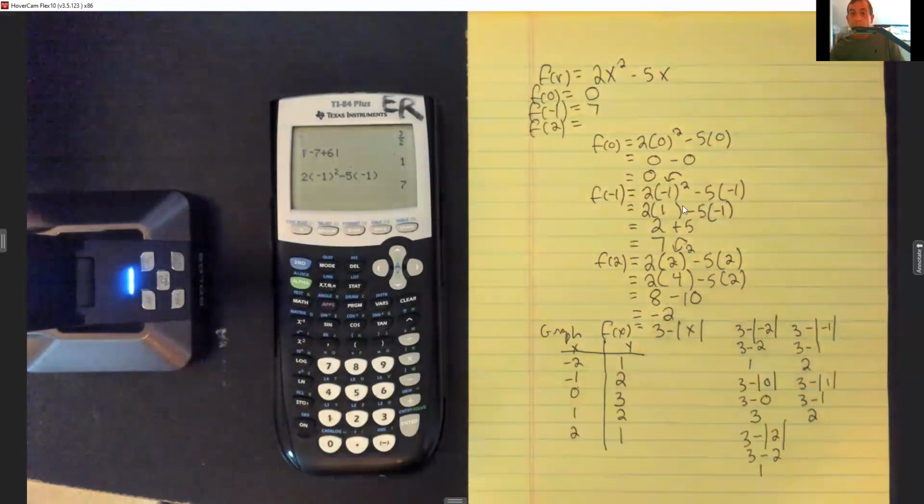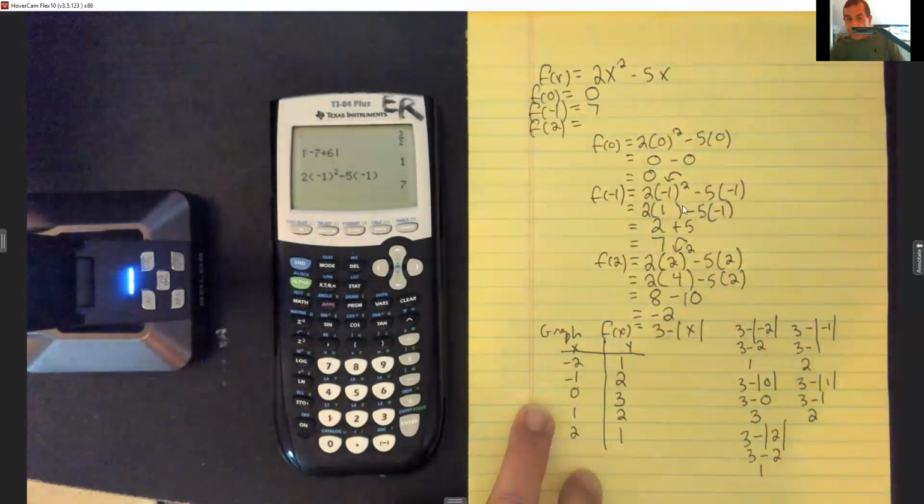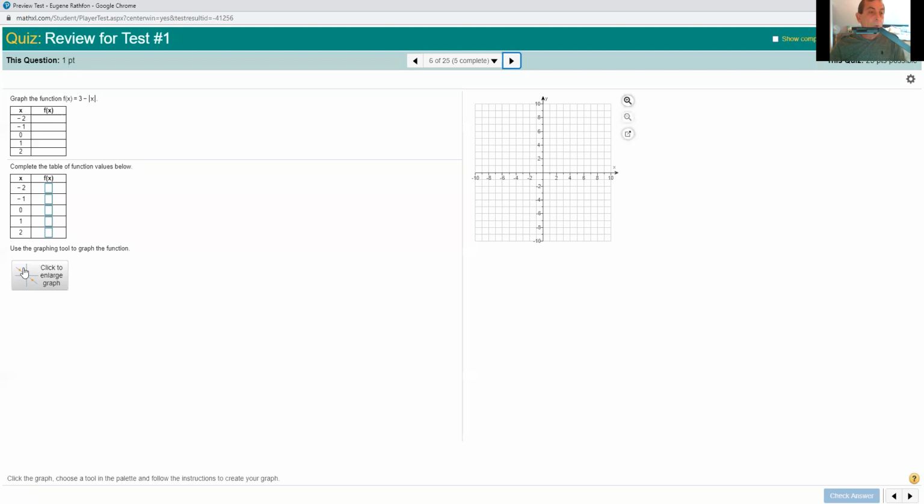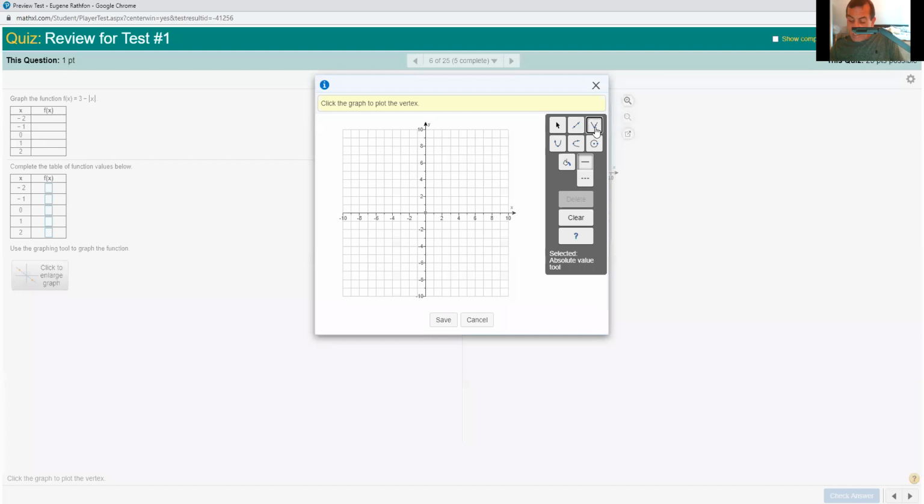So let's go see what they want me to do on the graph. Now remember, since this is an absolute value, I only need 2 points on this, okay? So I'm going to pick my absolute value tool. The first point has to be 0, 3 because that's the vertex. So I go to 0, 3, hit enter. Then I'm going to plot 1, 2. So go to 1 and then up 2 and hit enter. So that sort of flipped it over.